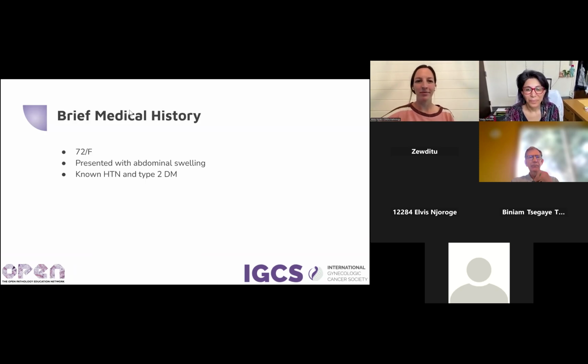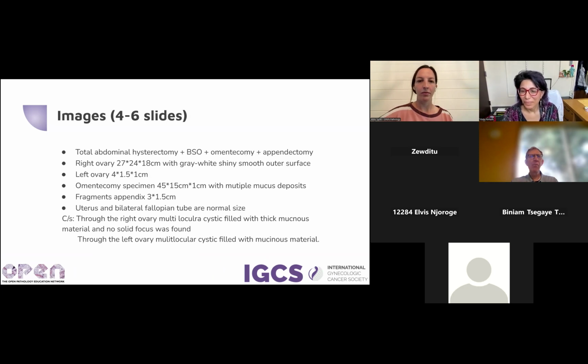Okay. Sorry, this is a case that we discussed just today. I didn't prepare it for presentation purposes, just for consultation, because of the final diagnosis issue, especially for staging purposes. This is a 72-year-old female patient presented with abdominal swelling. She's also a non-hypertensive and type 2 diabetes patient. Next slide, please. We received a total abdominal hysterectomy plus bilateral salpingo-oophorectomy, omentectomy, and appendectomy.